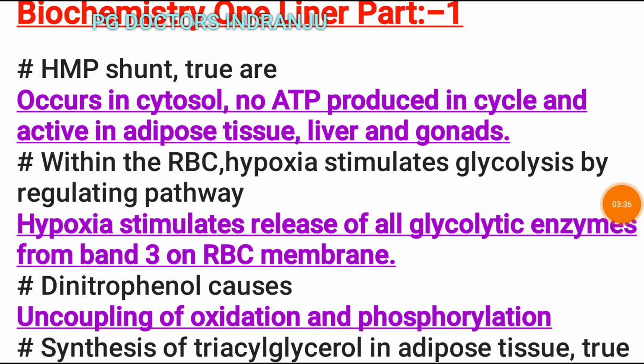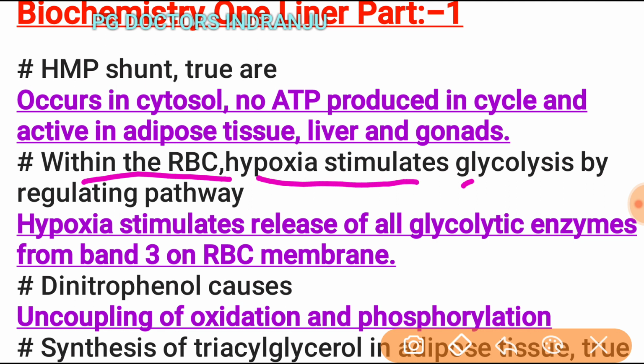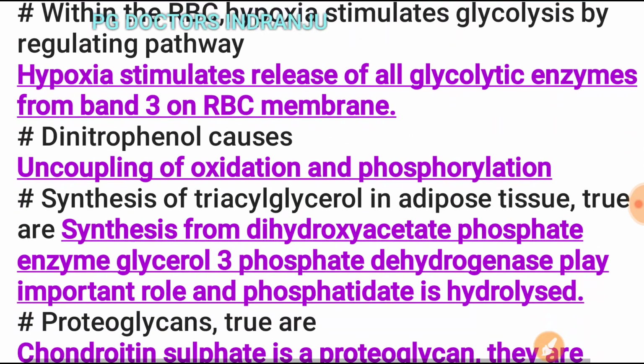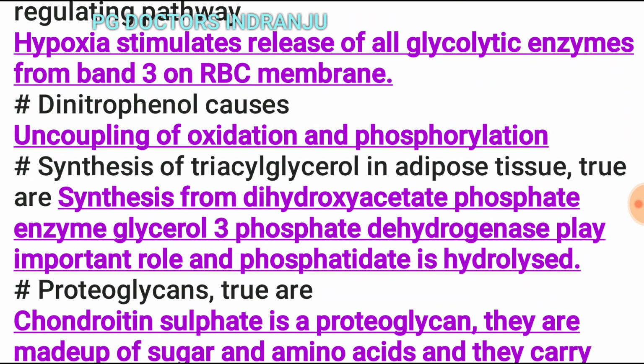Here the second one-liner is within the RBC. Hypoxia stimulates glycolysis by a regulating pathway: hypoxia stimulates release of glycolytic enzymes from band 3 on the RBC membrane.